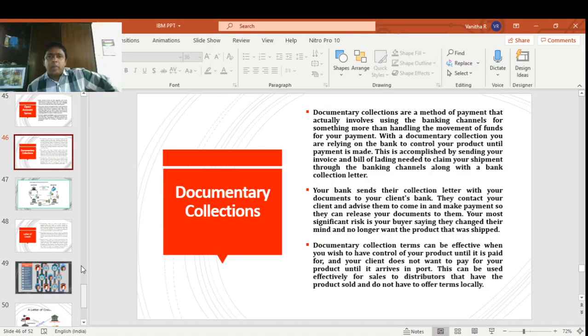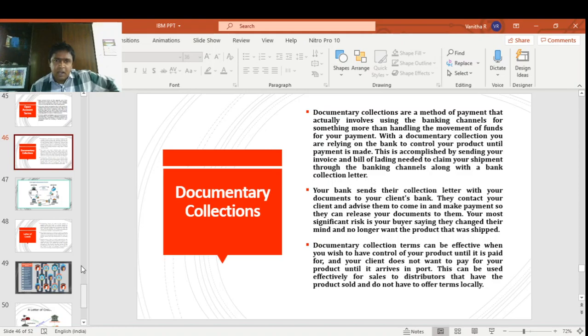That will start with documentary collections, which are a method of payment that actually involves using the banking channels for something more than handling the movement of funds. For your payment with a documentary collection, you are relying on the bank to control your product until payment is made. This is accomplished by sending your invoice and bill of lading needed to claim your shipment through the banking channels along with a bank collection letter.